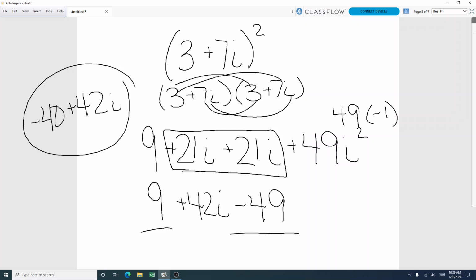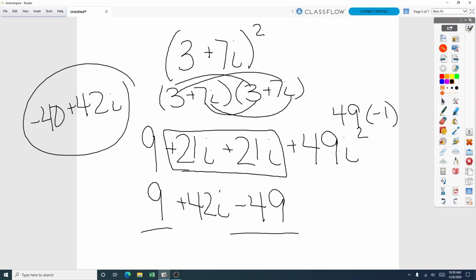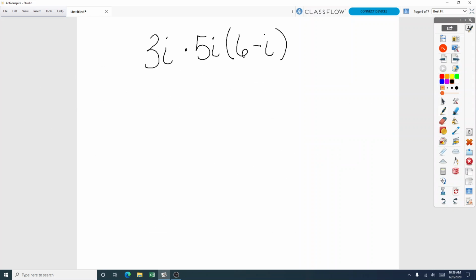All right, I think we have one more that we need to look at. Actually, maybe 2. 3i times 5i times 6 minus i. What do I need to do first? The 5i times the 6 minus i.